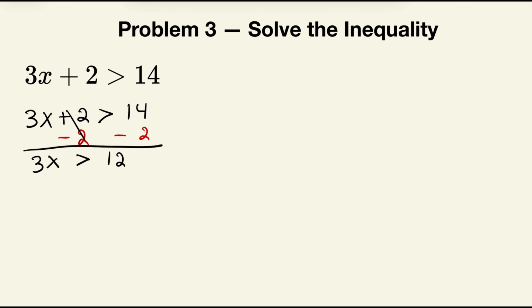Okay, the next step to take is to divide both sides by 3. So from the left and from the right, we're dividing by 3. Notice that it is a positive 3. The 3's cancel out. We have x is greater than 12 divided by 3, which is positive 4. And the inequality stays the same because 3 is positive, right? We divided by a positive 3. So the final answer here is x is greater than 4.